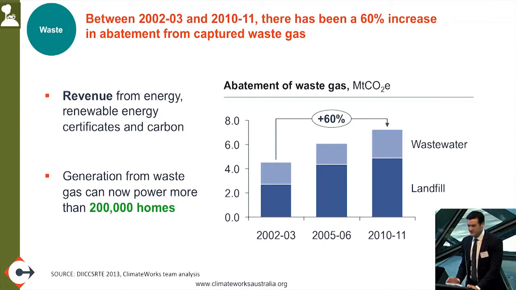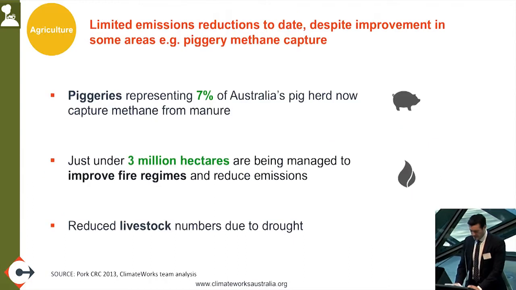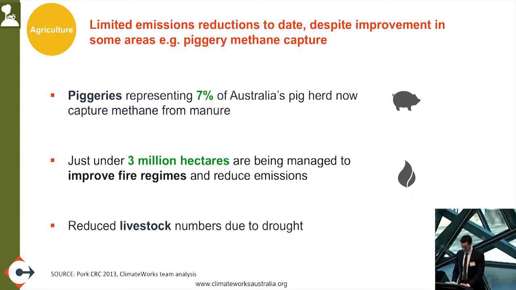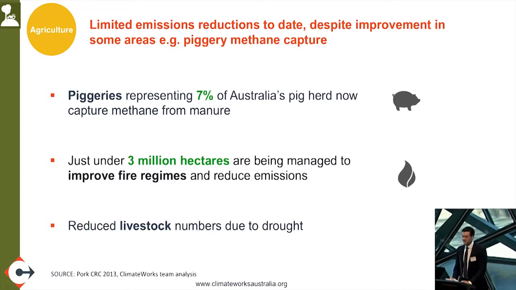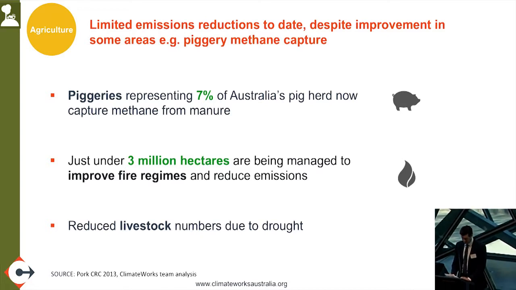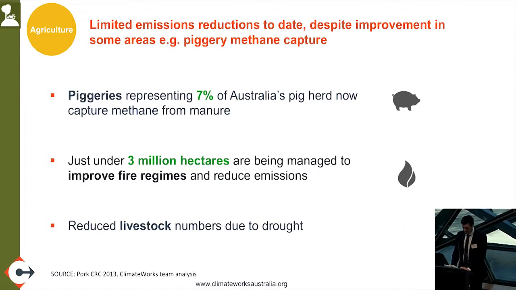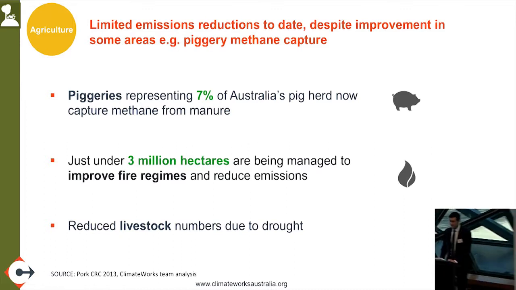Now, the increase in capacity from the generation of these fuels has actually been quite significant, and landfill and wastewater generation is now capable of powering over 200,000 homes. In agriculture, abatement itself has been limited to date, although there have been significant reductions in some areas, particularly in piggery methane management. The methane from piggery manure can be captured and used for power generation in a similar manner to landfills.